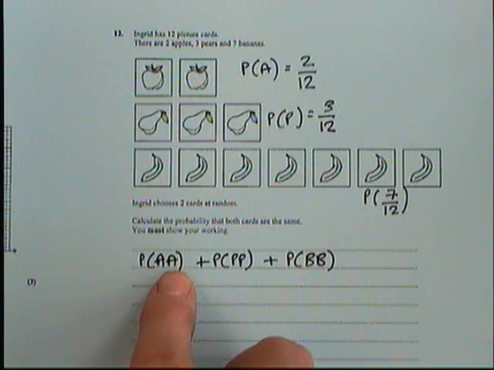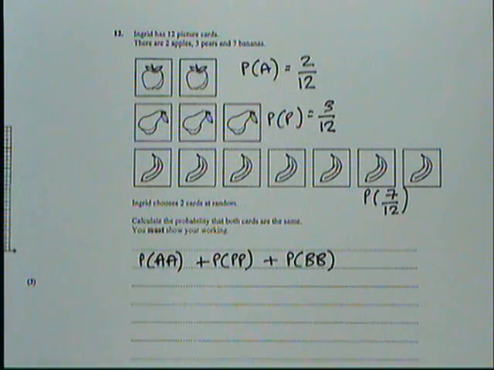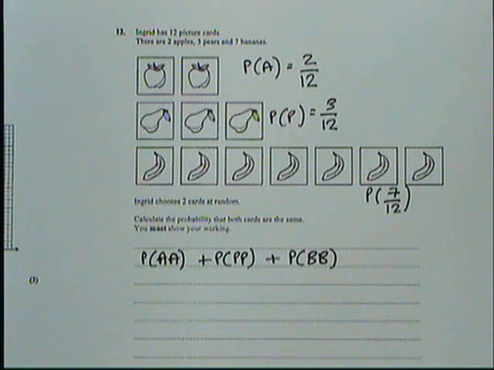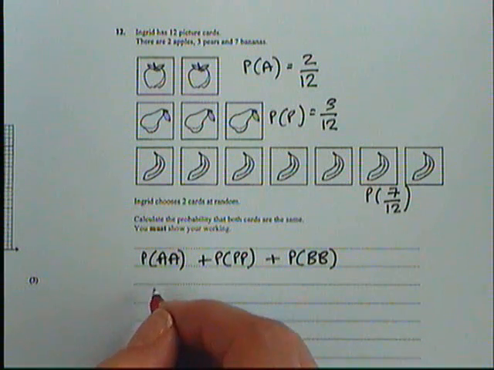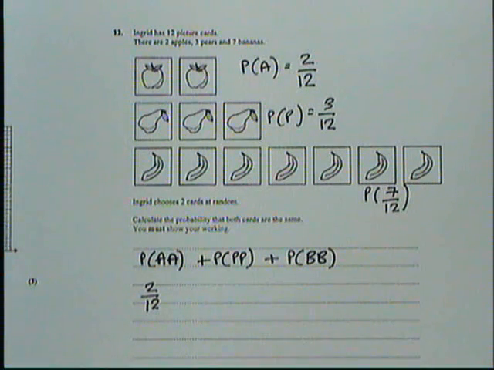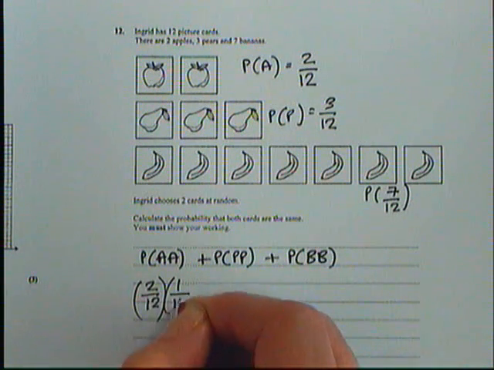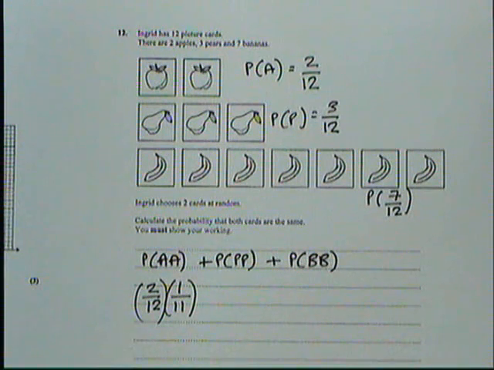However, an apple followed by an apple, well, these are independent. They can happen, one followed by another, therefore the probabilities are multiplied. But you have to be careful, because once you've picked up one card, you've only got 11 cards left to pick the second one from. So the probability of an apple followed by an apple will be 2/12, but then I will only have 11 cards left, and one of those will be an apple, so that will be multiplied by 1/11.